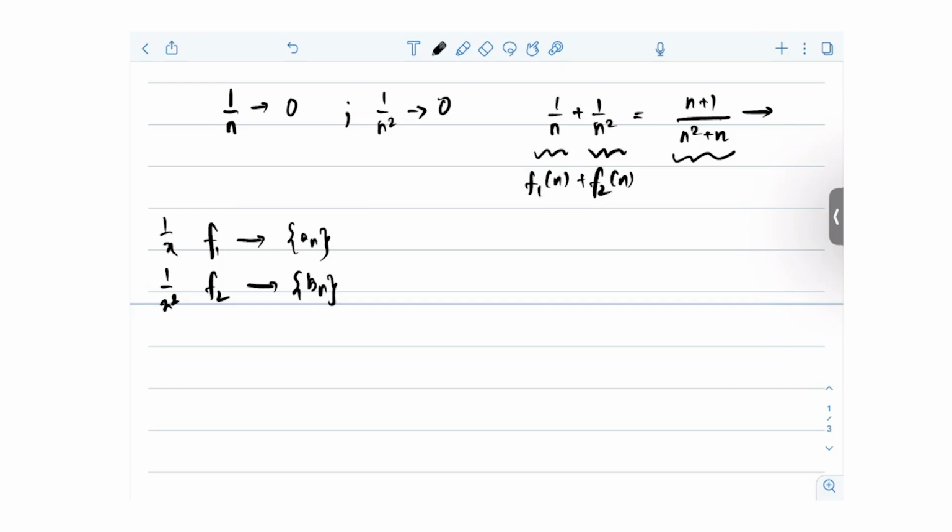How many ways can two functions interact with each other? If you have learned group theory, you will see this is a very famous problem in group theory, for example, the set of all functions. So two real functions can add together, two real functions can multiply together, two real functions can divide together if f2 is not equal to 0, and two real functions can subtract together.